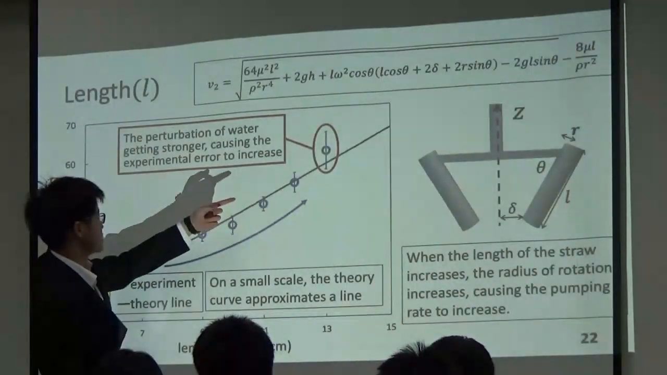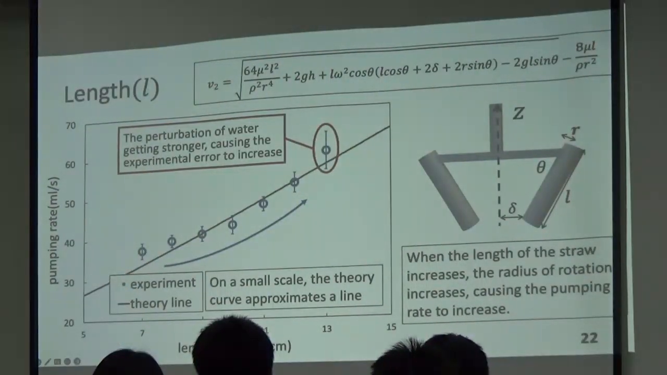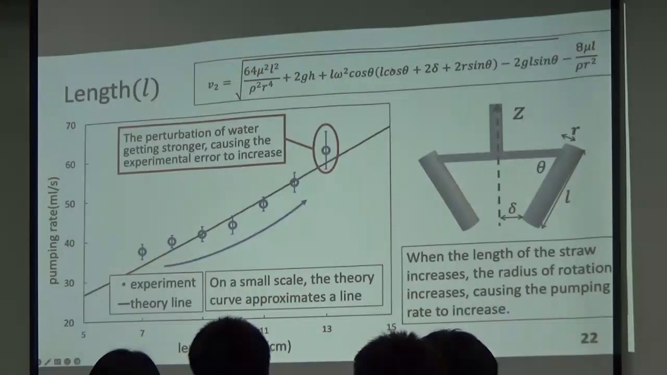And you can see that there is maybe some deviation. And we think that it is mainly caused by the curvature of the water. Since when the pumping rate increases, the curvature of the water will get stronger, so it causes the experimental error to increase.